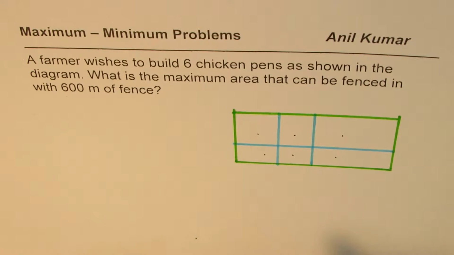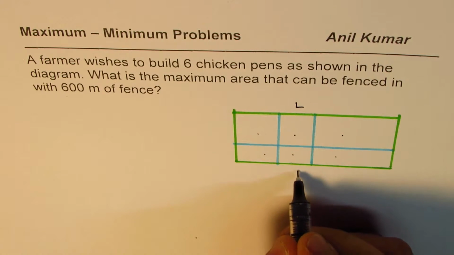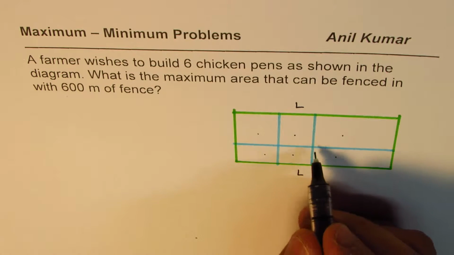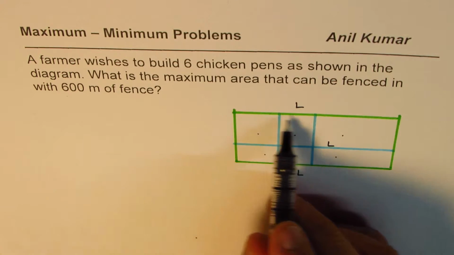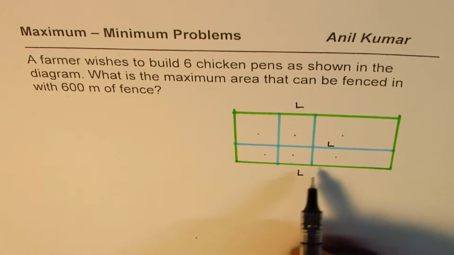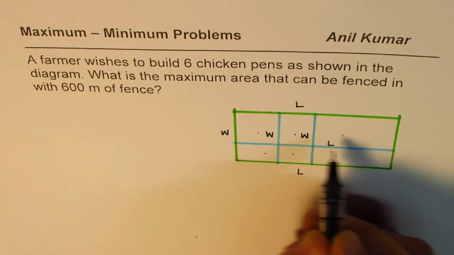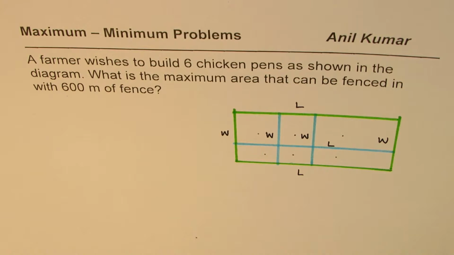Now to answer such questions, we can take one side as the length. So let me say this is the length. So in a rectangle, opposite sides will be same. And these across fences, we'll treat them as widths. So you can notice here we have 3 lengths. So this is my third length. Right? So the fence will be placed along these lengths and also along these widths. So how many widths are there? There are 4 widths. With the help of these 3 lengths and 4 widths, we can partition and form 6 chicken pens, correct? So that's the situation.